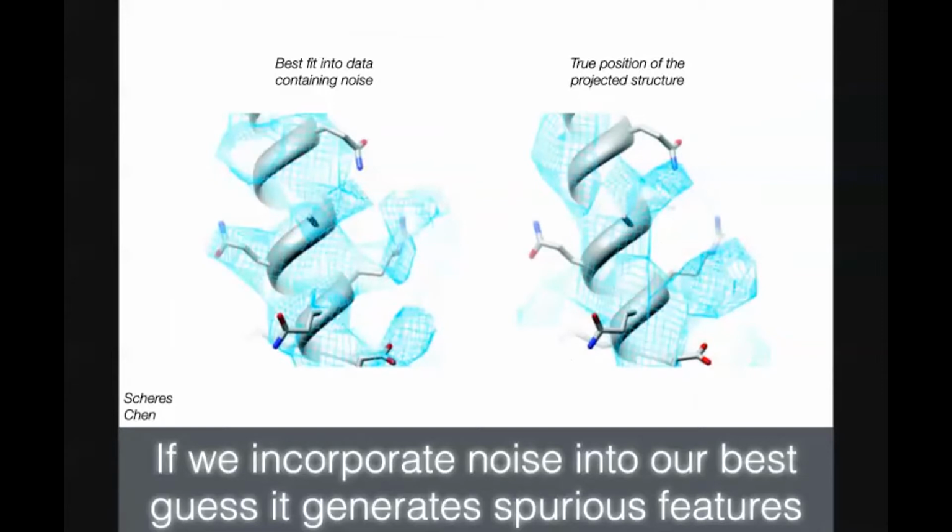Here is an alpha helix being shown in its best fit into data which has been reconstructed containing lots of noise. The true position of the projected structure is shown on the right. And you can see that the best fit will be completely wrong if this noise is left in.